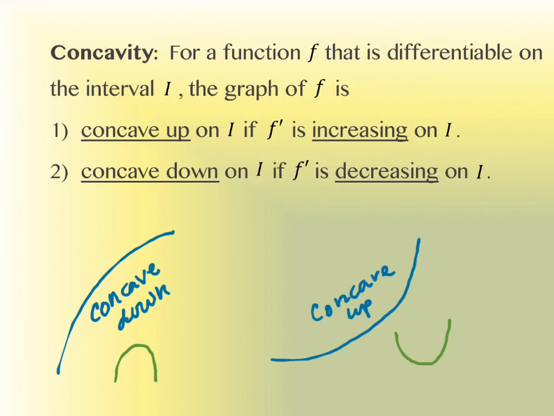The question then would be how we decide when a graph is increasing or decreasing. So think with me for a moment. We just did a section on it. How did we decide in 3.3 when we had a graph that was increasing or decreasing?